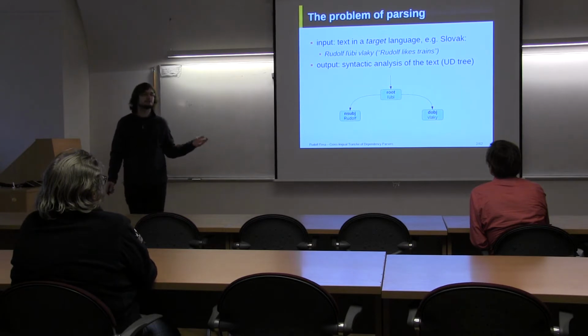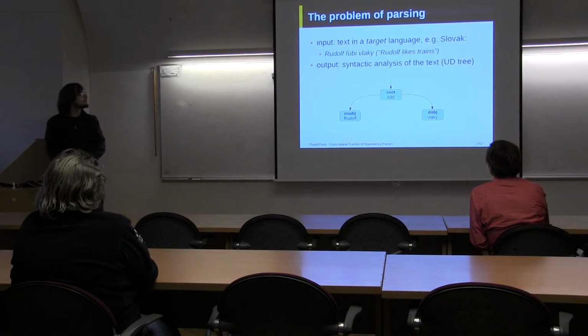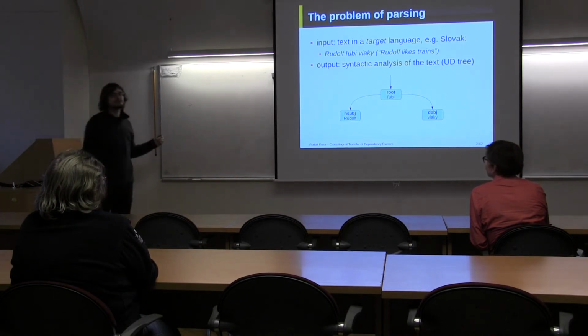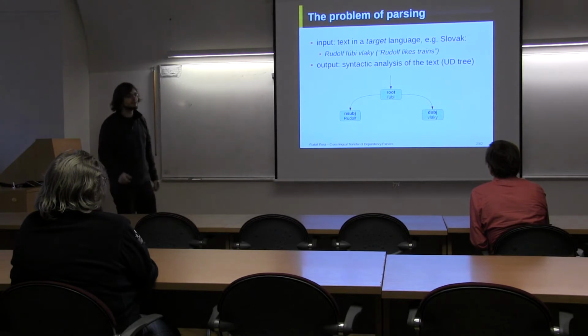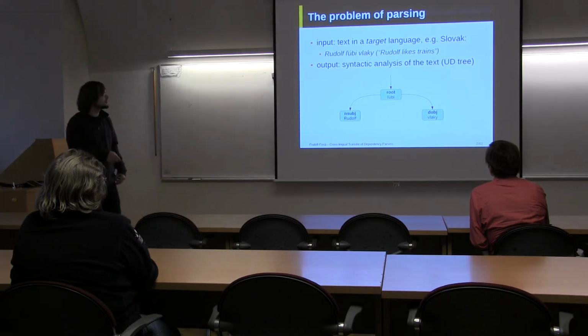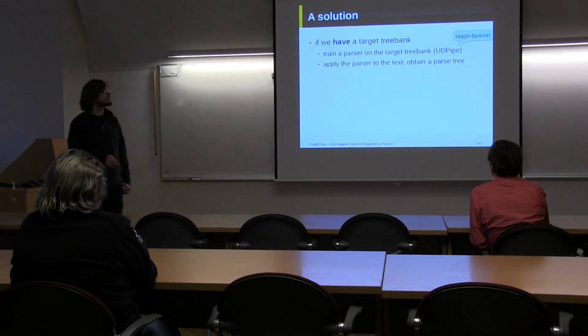one language, a target language, say Slovak or any other language, like Rudolf ľubí vlaky, which means Rudolf likes trains. And what I want to get is the syntactic tree representing the structure of that sentence. For example, this one, which is a universal dependencies tree. We want to know that the verb ľubí is the root of the sentence.